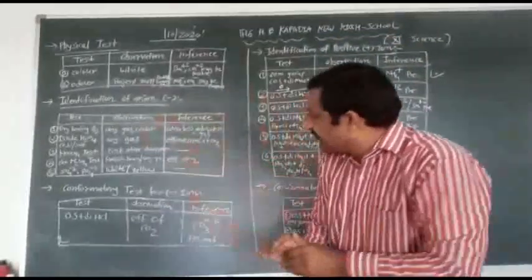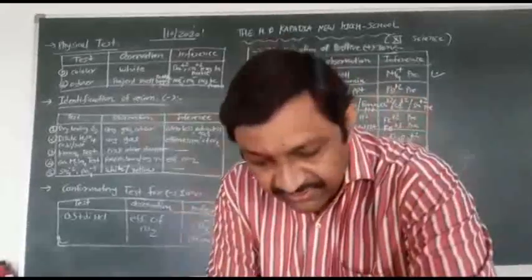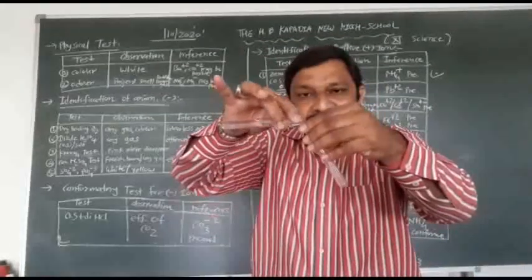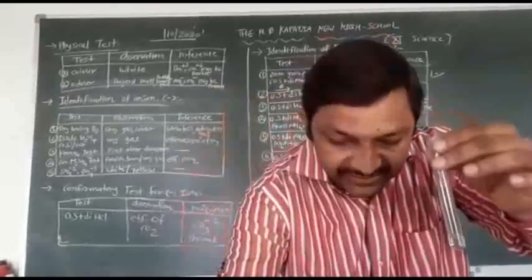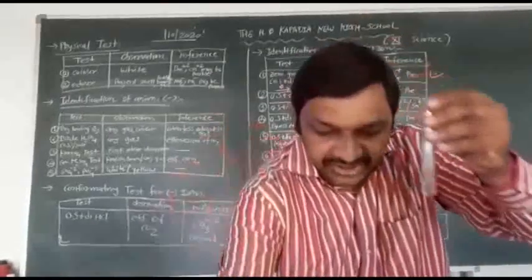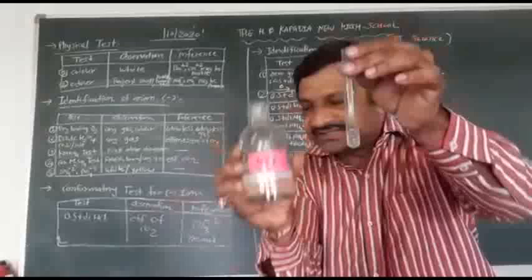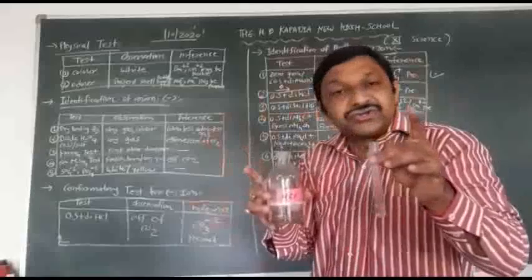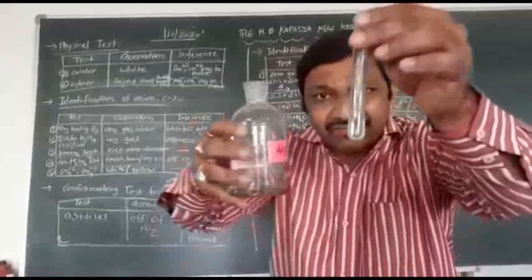Now in the confirmatory test, you have to perform with dilute HCl, the same thing as with dilute sulfuric acid. So here is my original solution, and I will use dilute HCl. In the confirmatory test of carbonate, again look here, appearance of carbon dioxide is here.